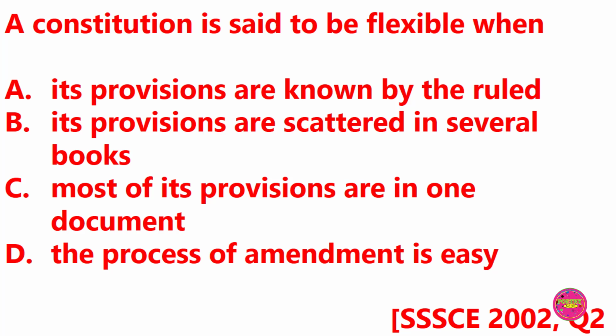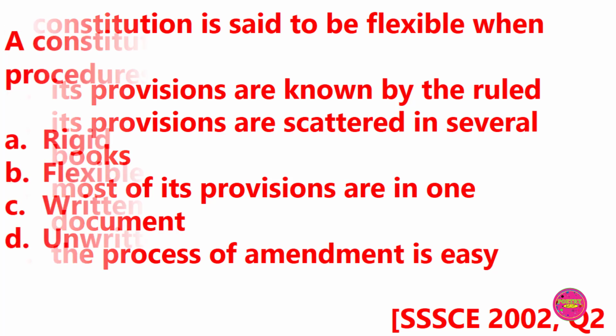A constitution is said to be flexible when A. Its provisions are known by the ruled. B. Its provisions are scattered in several books. C. Most of its provisions are in one document. D. The process of amendment is easy. The correct answer to this question is D. The process of amendment is easy.